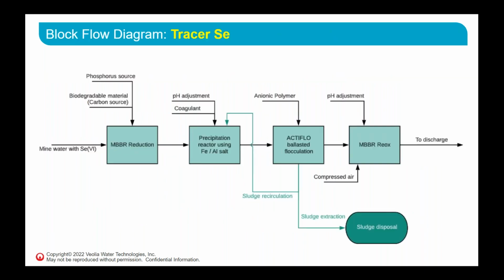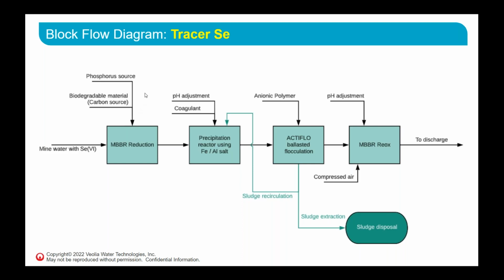So the block flow diagram, Mark went briefly through it earlier on. I'll go a little bit more in detail here. So the mine water first goes to an MBBR for the reduction of the selenate or any other metals. It also works for arsenic. It also works for antimony and various oxyanions with different oxidation states.